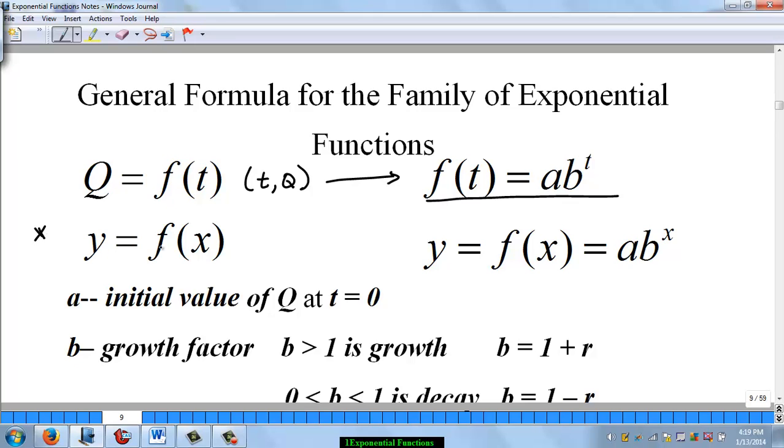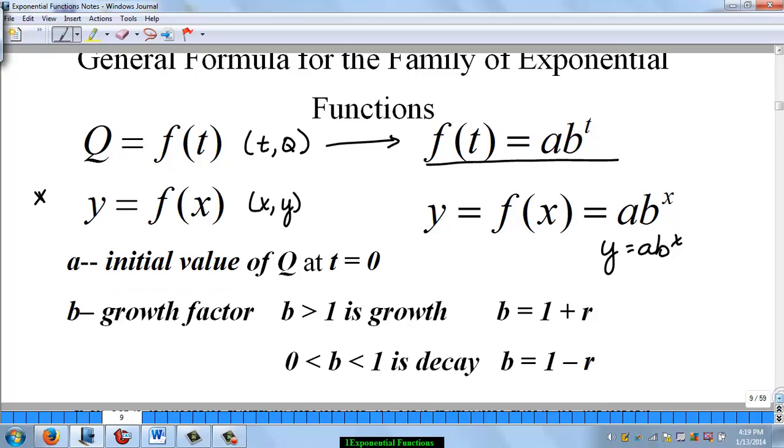So we have Y equals F of X, so the point is (X, Y). So this is the way I would like you to do it. And then we're going to have you do it Y equals A B to the X. That's what I want you to use. Now, A is your initial value. It's kind of, and it's your y-intercept.